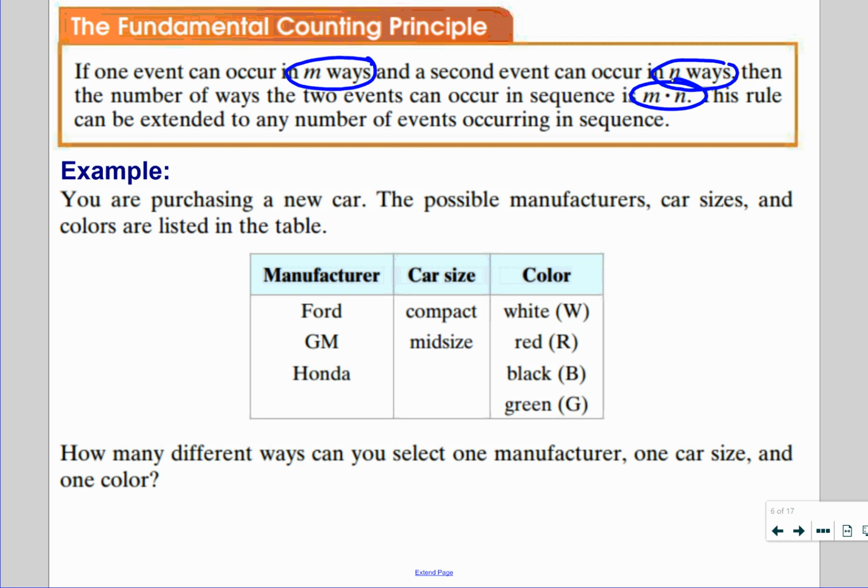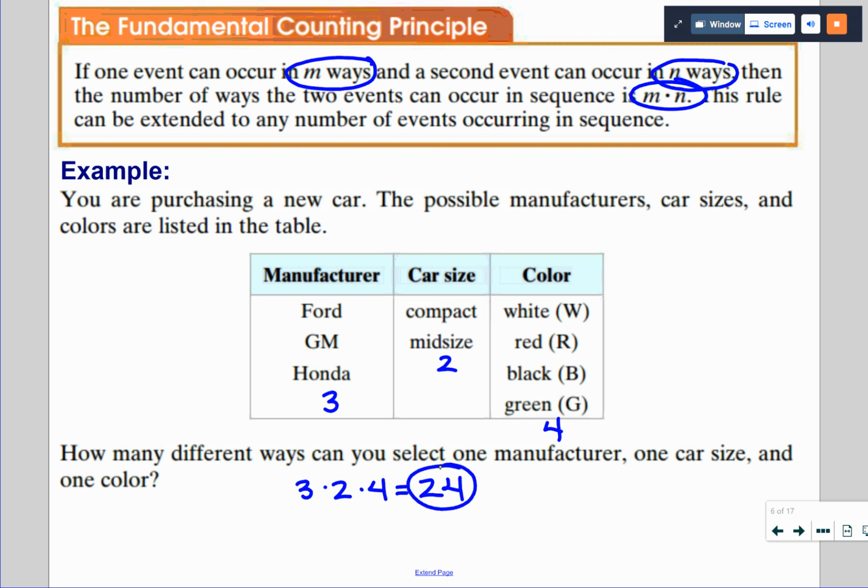So the example here says we're making a new car. We've got different manufacturer options, different car size options, and then different colors. We want to know how many different ways can the car be made. So from each category, we just pick how many selections we have. From the manufacturer, I have 3 choices. From the car size, I have 2 choices. And the color, I have 4 choices. So the number of choices in each category, that's the m and n that the formula is talking about. We just multiply them. 3 times 2 times 4, and we get 24 different ways the car can be made. This saves us from having to make the big tree branches all the time.